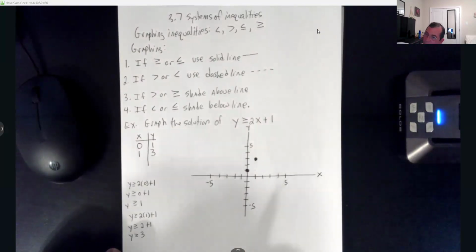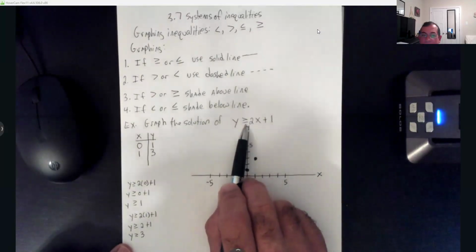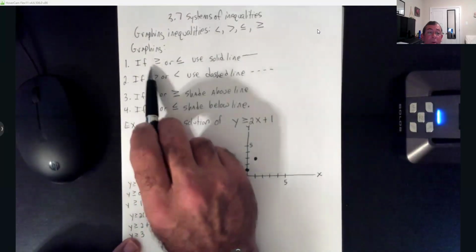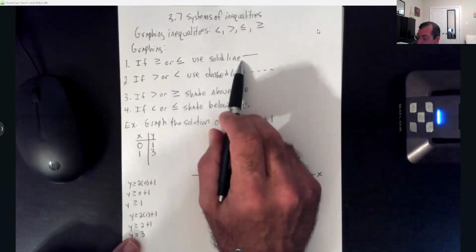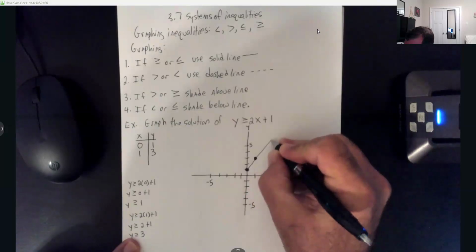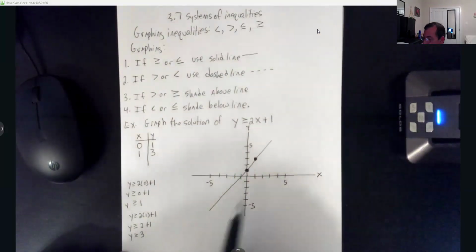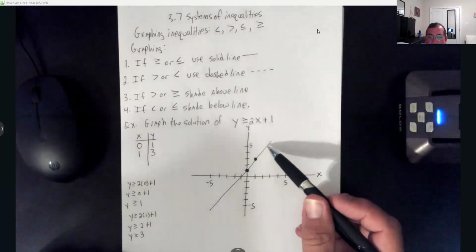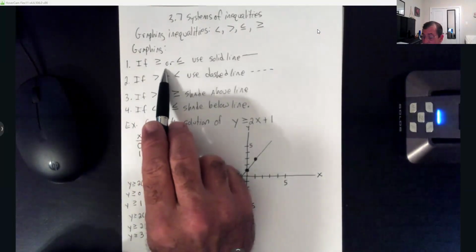Now, we got to figure out what kind of line we got. So you notice this has a greater than or equals. So we said right here, if it's greater than or equals, we're going to use a solid line. So you would come through here, and this would be a solid line coming down through here. Because that means any point on the line makes it true because of the equals on it, okay?